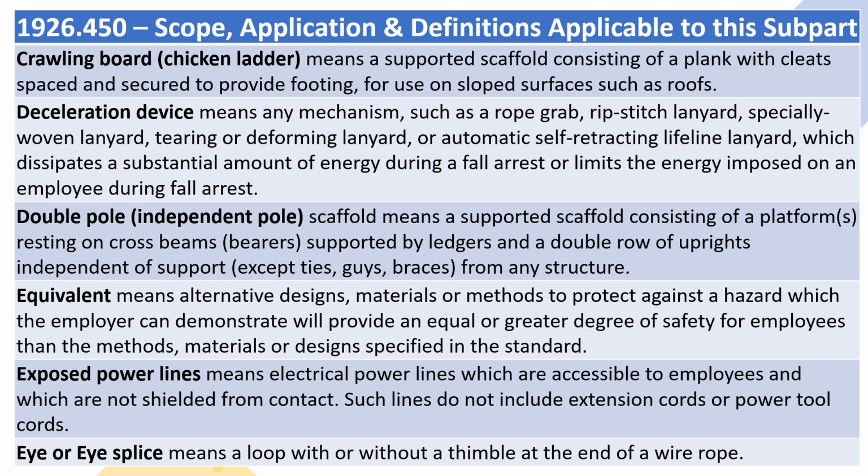Deceleration device means any mechanism, such as a rope grab, ripstitch lanyard, specially woven lanyard, tearing or deforming lanyard, or automatic self-retracting lifeline lanyard, which dissipates a substantial amount of energy during a fall arrest or limits the energy imposed on an employee during fall arrest. Double pole, independent pole, scaffold means a supported scaffold consisting of a platform resting on cross beams, bearers, supported by ledgers and a double row of uprights independent of support, except ties, guys, braces, from any structure.